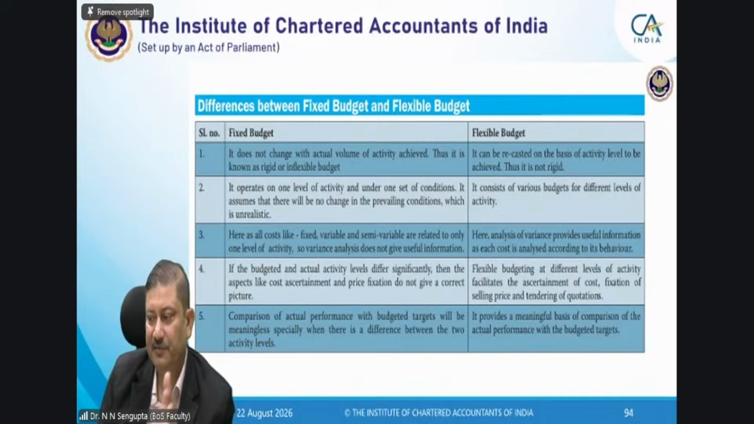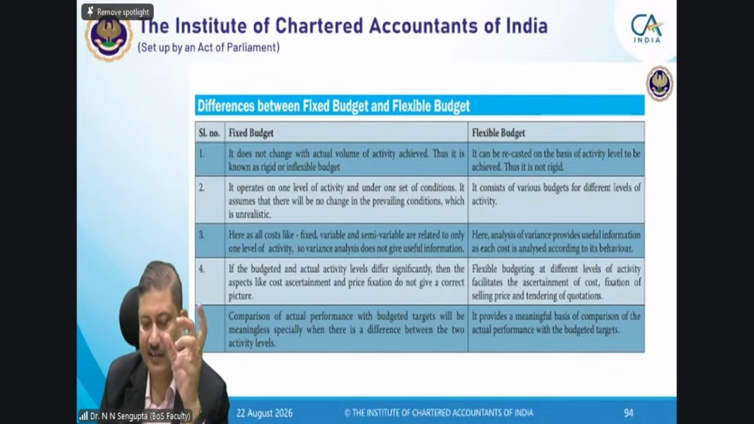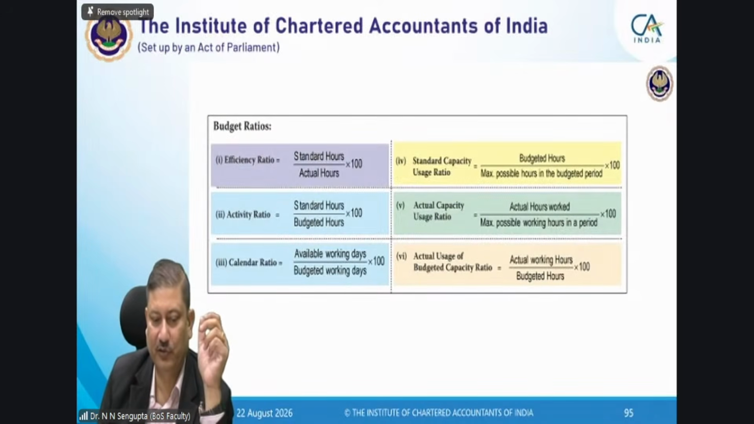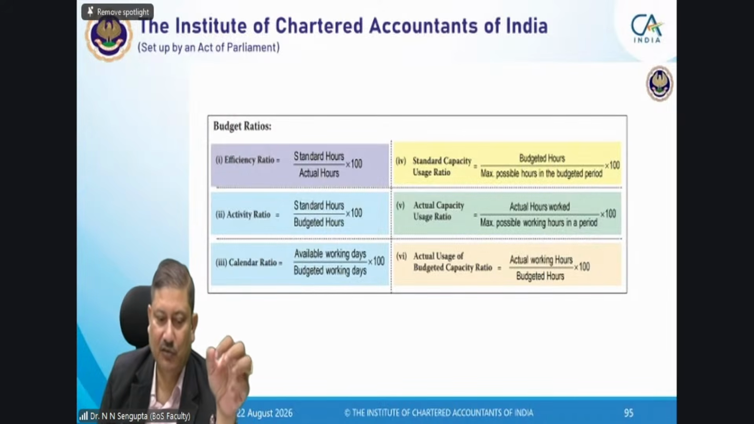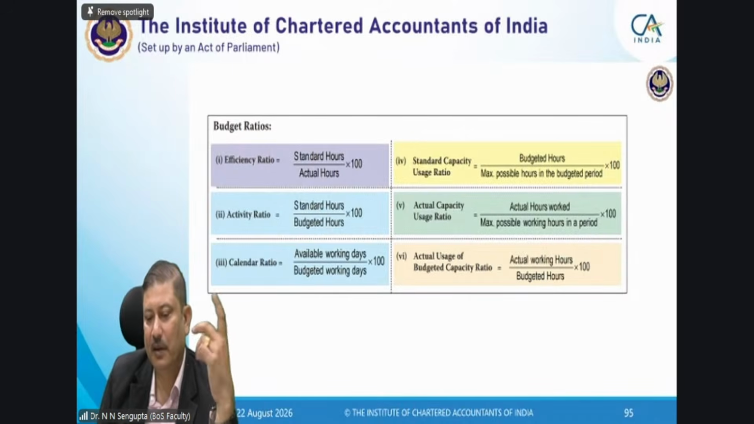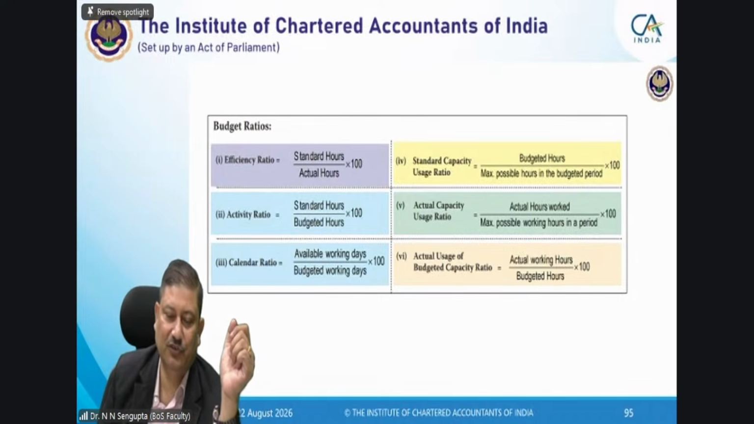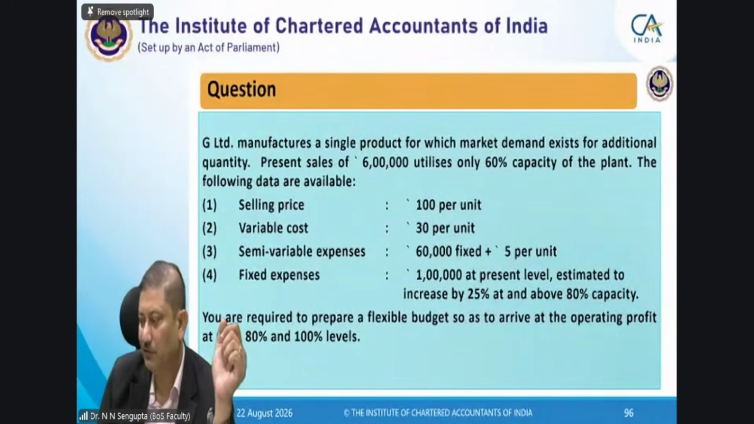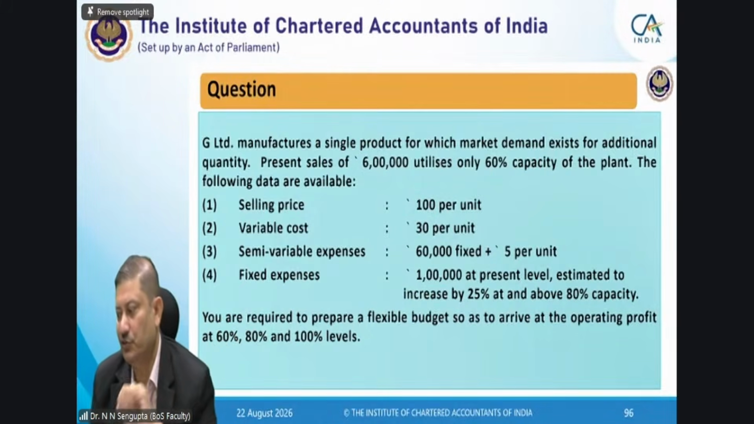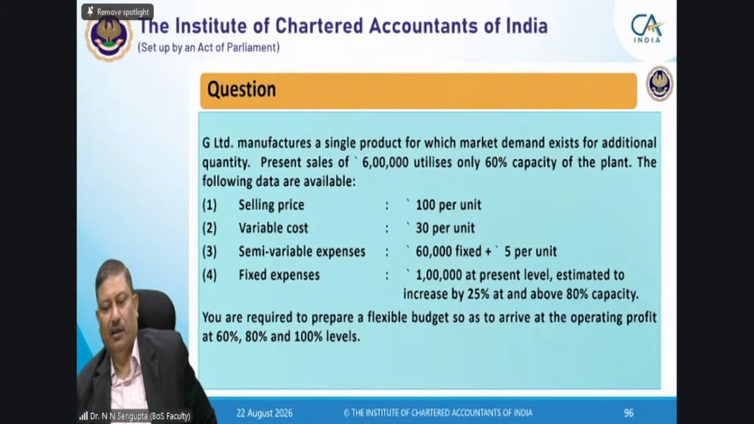This is the difference between fixed budget and flexible budget. Again, very important. You can go through a question. And these are the budget ratios which I was talking about: efficiency ratio, activity ratio, calendar ratio, standard capacity ratio, actual capacity ratio, actual usage ratio. These are all part of it. Now, this will be the last numerical question you can go through.